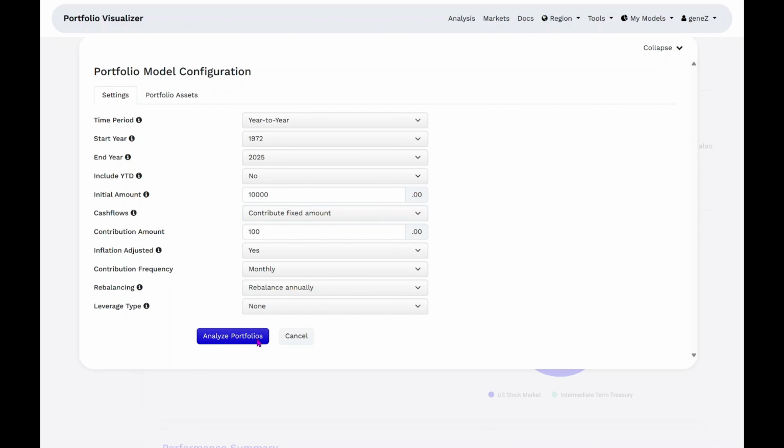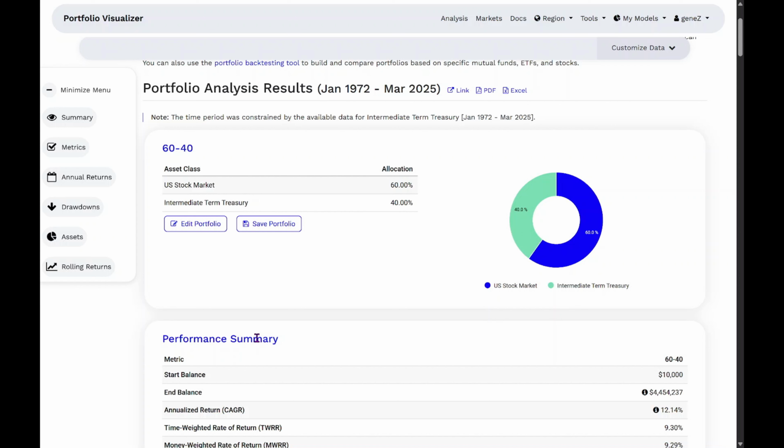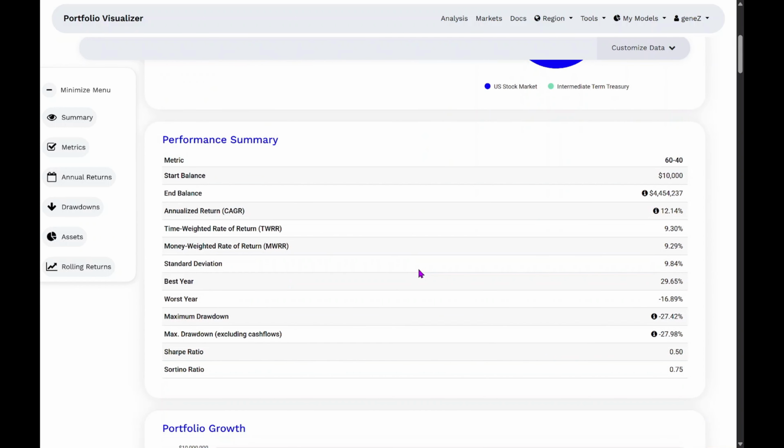Let's analyze the results. Here's the asset allocation. And below we have a performance summary. After 50 years, the portfolio grows to over $4 million, with an average annual return of around 12%. The best year had a return of 30%, and the worst year saw a loss of nearly 17%. The maximum drawdown was about 28%, which means at one point, your portfolio dropped by that much from its peak. You can also find the Sharpe and Sortino ratios.